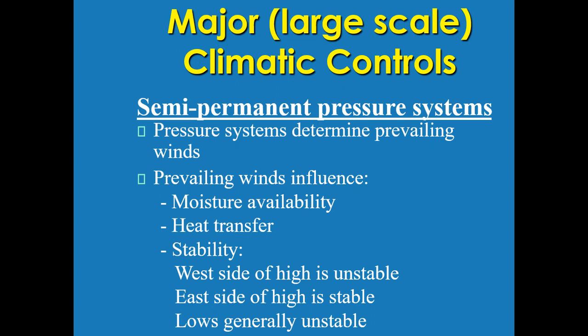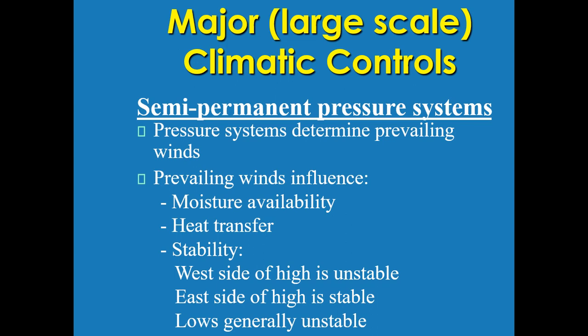Additionally, when we talk about climatic controls, we need to also talk about these semi-permanent pressure systems. Generally, a semi-permanent pressure system is one that pretty much stays in the same location throughout the course of a year. There are specific seasons of the year in which these semi-permanent pressure systems, whether they be high or low pressure, are stronger and weaker. But in general, a semi-permanent pressure system doesn't move very much. It generally resides in the same location.